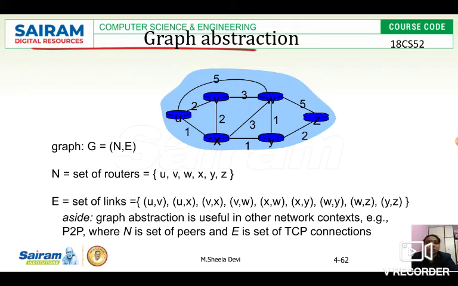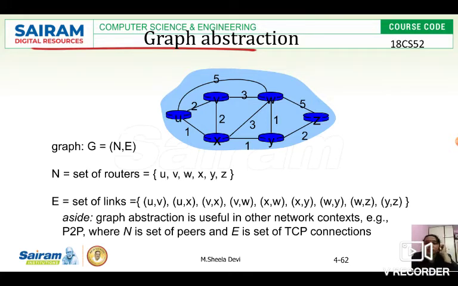This is a graph. Graph is equal to N comma E. What is N here? N is nothing but the set of the routers. See, all the blue color ovals are nothing but routers, and we have 3 plus 3, 6 routers, which are named as u, v, w, x, y and z.